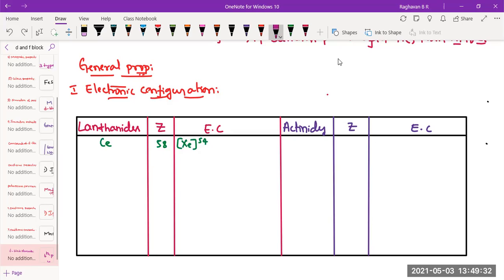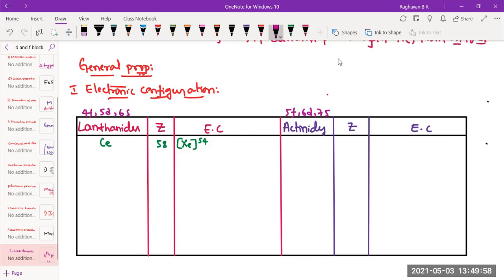Orbitals being filled are 4f, 5d, and 6s. Inner core will be a noble gas, like that. Which are the orbitals being filled in actinide elements? 5f, 6d, and 7s. Just remember that. That's it. And here the inner core will be xenon.